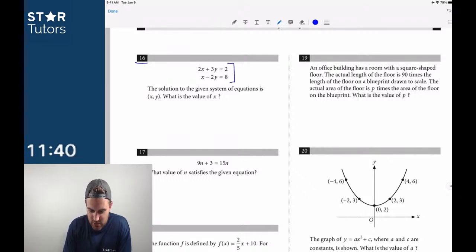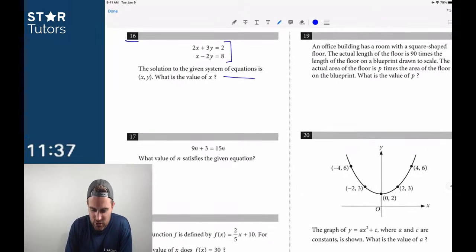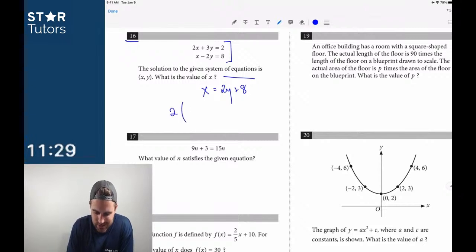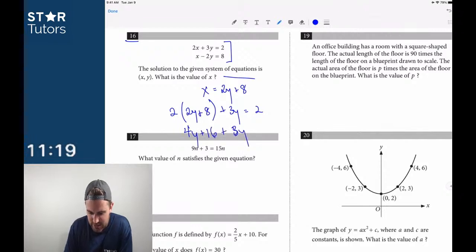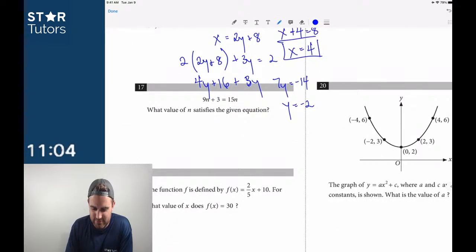So let's see, 2x plus 3y, what is the solution of the system of equations? I'm going to just do it using the substitution method, equals 2y plus 8, right? By getting x by itself, I'm going to say 2 times... this wasn't the best method, just because I'm now solving for y. I'll just go back and plug it in. I'm already in it. 2, don't make a simple mistake, Chase, plus 16 plus 3y, minus 7y is equal to negative 14, y equals negative 2. So if I plug that back in, x plus 4 equals 8, x equals 4.